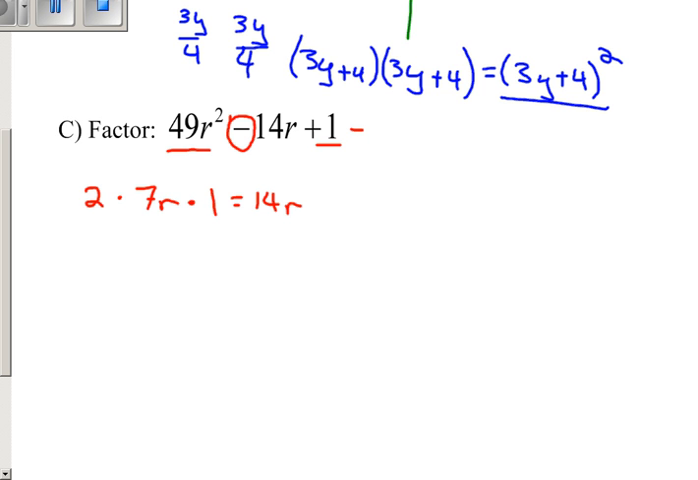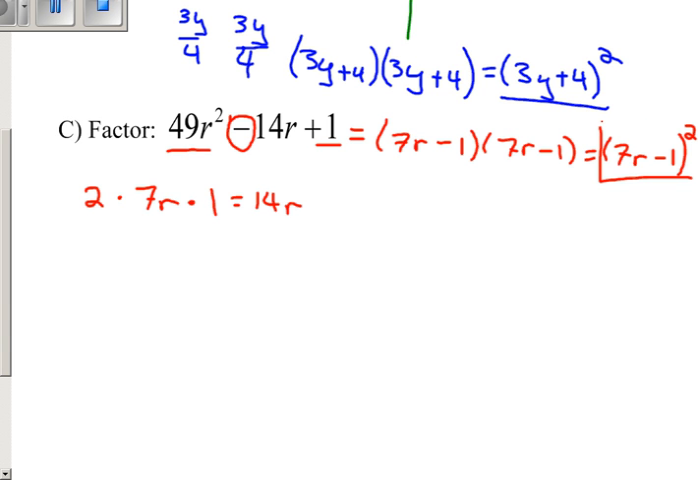So that means my answer is going to be 7r minus 1, 7r minus 1, again multiplied, and that's equal to 7r minus 1 quantity squared. That's my final answer. Again, if I did not notice that this was a perfect square trinomial, I could always do this using California method.